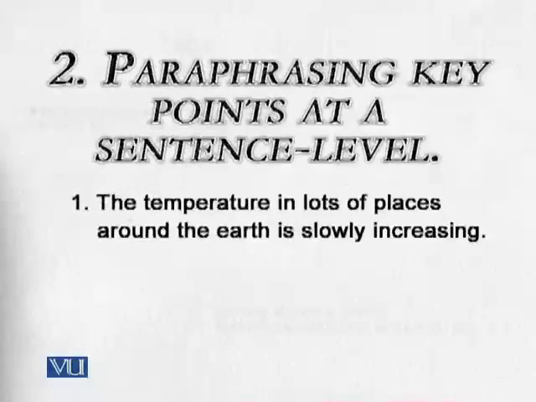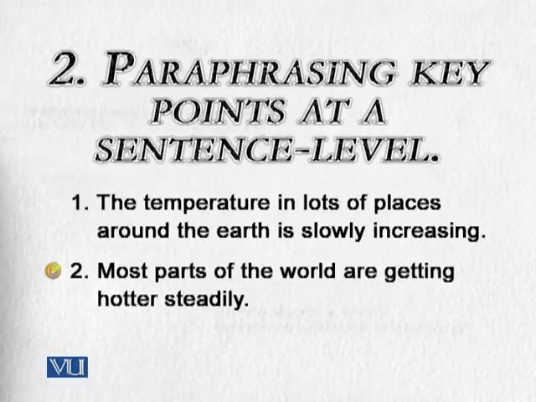Now, I have prepared two versions for you. You can see the first one is: the temperature in lots of places around the earth is slowly increasing. And the second one is: most parts of the world are getting hotter steadily. Now, this is deep structure paraphrasing. You understood the mood, the theme, the pulse of the sentence, and you translated that. That's, of course, difficult. The easier one, I'm suggesting, is word-level paraphrasing. Find out the keywords, then find out the synonyms of those keywords, and make a new sentence. So this is how you can do it.